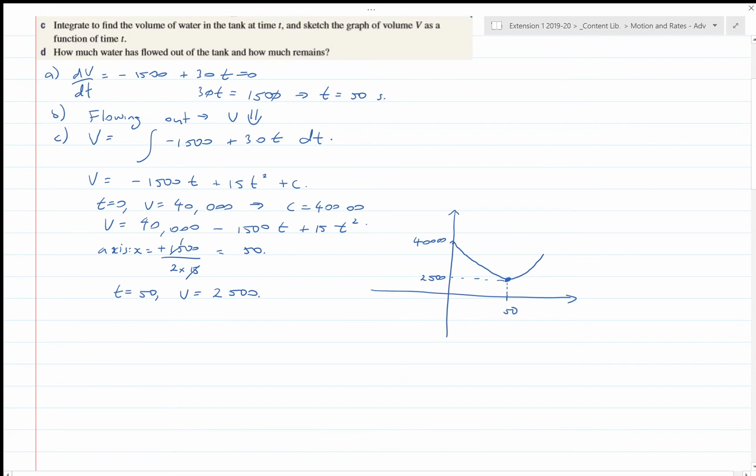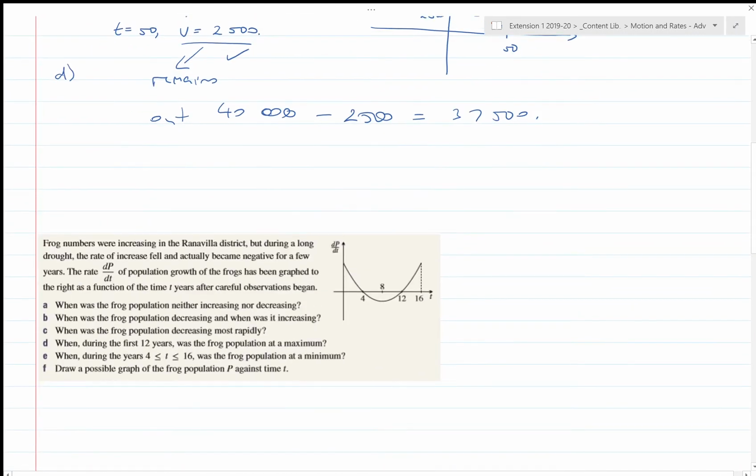How much water flowed out of the tank and how much remains? So, oh well, we've already got that bit. That's how much remains. And so out is 40,000 minus 2,500, which is a number on your calculator, 37,500. Not actually on my calculator. Thank you very much.